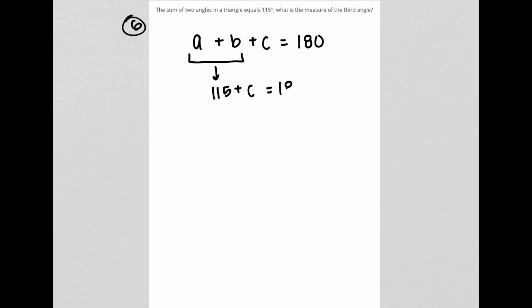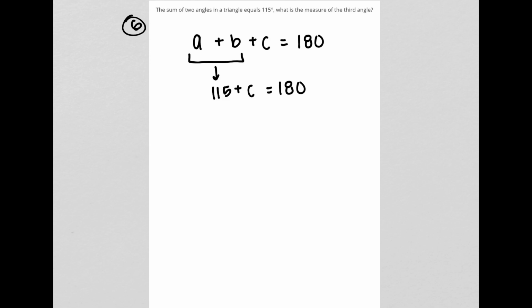Number 6 is one that a lot of people miss, and it's just for the reading. So it says the sum of 2 angles in a triangle equals 115. What is the measure of the third angle? You should know that when you take 3 angles, I'm going to call them A, B, and C, of a triangle, they're always going to equal 180. What this is saying is that 2 of the angles, so I'm just going to say A and B, equal 115, plus the third one, which I don't know, which is what they want me to find. So right now I'm solving for C.